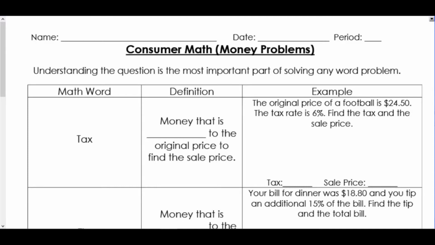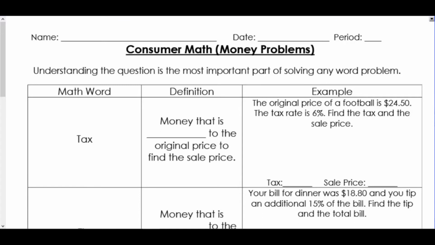In this video, we are going to be talking about consumer math. That's basically any problem dealing with money, any problem dealing with you buying something is a consumer math problem. So it's one of the more practical units that we have this year. You've probably heard of all of these words before, and now we're going to really tie those into what they mean and how they apply to certain word problems.